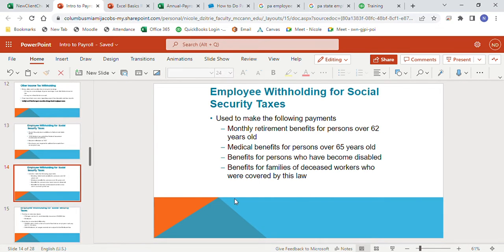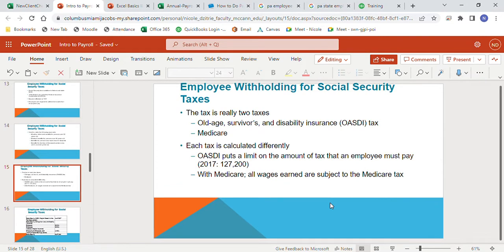It was supposed to start at 62 and medical benefits at 65. But as I'm sure you know, now they're trying to raise it. I've even heard up to 72. I don't know if that's ever going to happen, but they're trying to raise it so that you start to collect later because people are living longer.